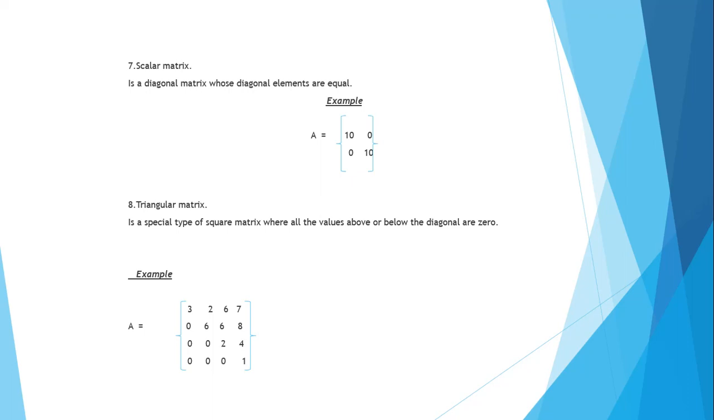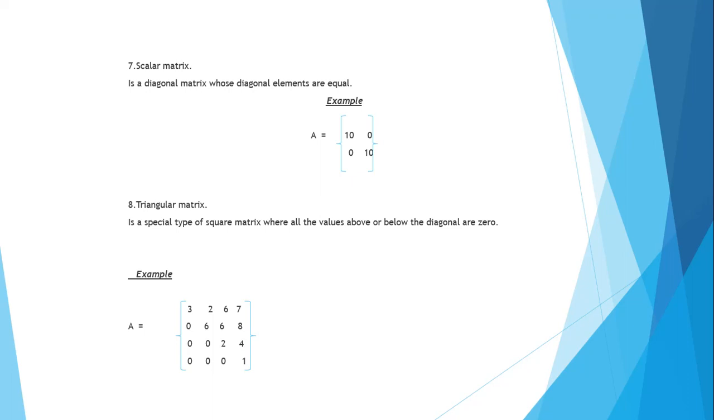Then we move to the triangular matrix, which is the last one. This is a special type of square matrix where all the values above or below the diagonal are 0. This kind of matrix has mainly two types: the upper triangular matrix and the lower triangular matrix, like the one I've availed on the screen. This one we refer to as an upper triangular matrix, whereby you see the zeros are below the major diagonal.